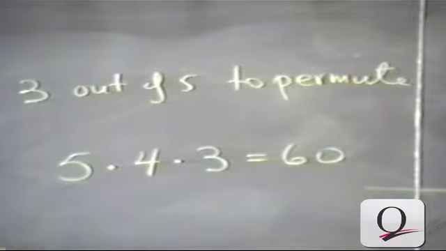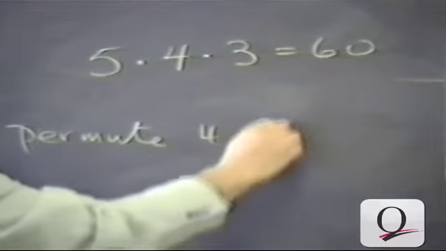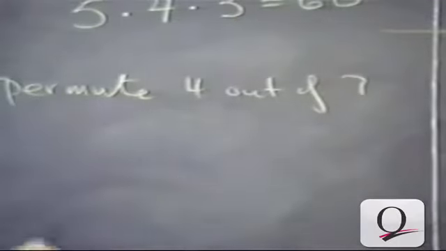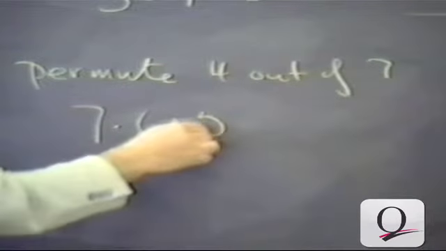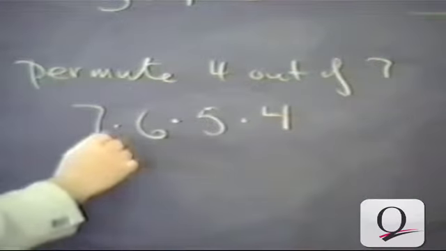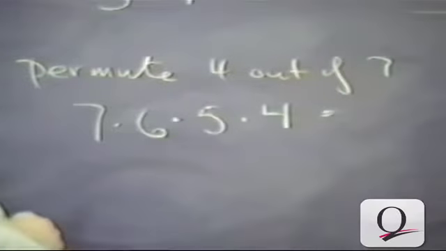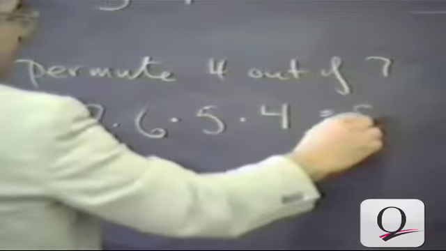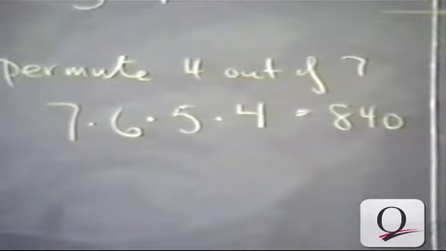Suppose I want to permute 4 out of 7. 7 ways for the first, 6 for the next, 5 for the next. Here are my 4 choices. And that would be 840, permuting 4 out of 7.